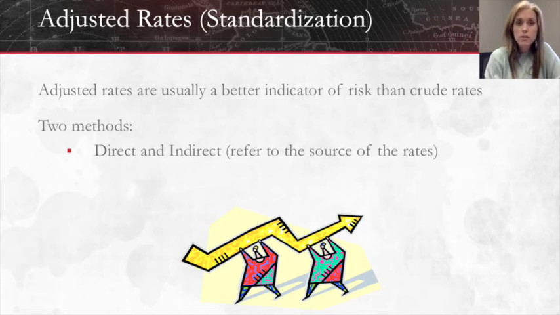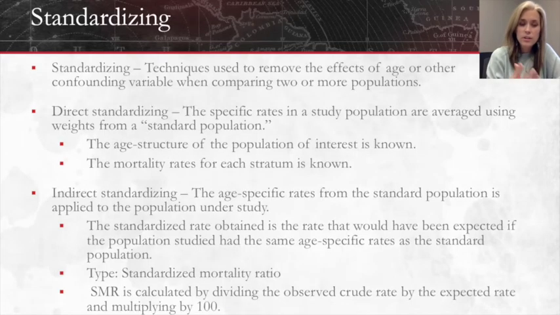So there are two methods of standardization that the book talks about: indirect and direct methods, okay? And it's really important that you understand the differences between direct standardization and indirect standardization. The primary difference is what death rates you use, okay? So who was the source of the rates? So let's talk about that further. Standardizing is just a blanket term used to describe techniques to remove the effects of age or other confounding variables when comparing two or more populations that vary in composition.